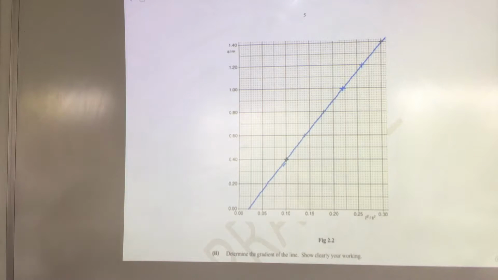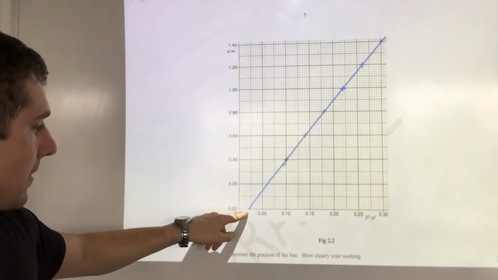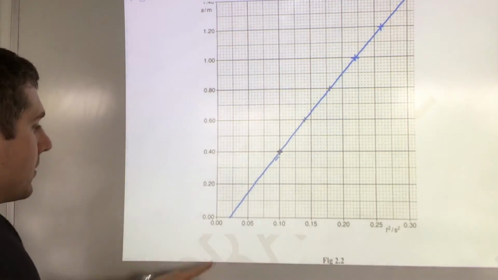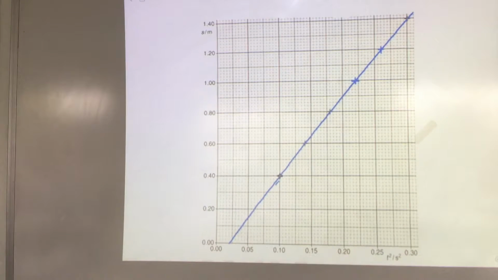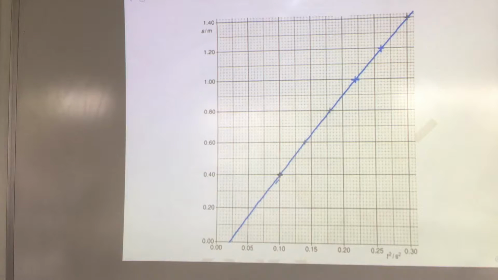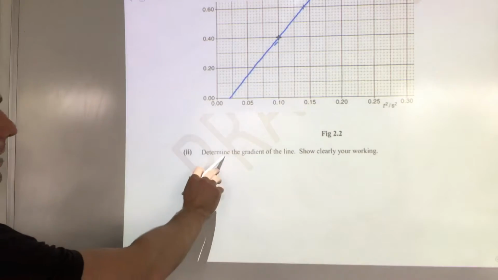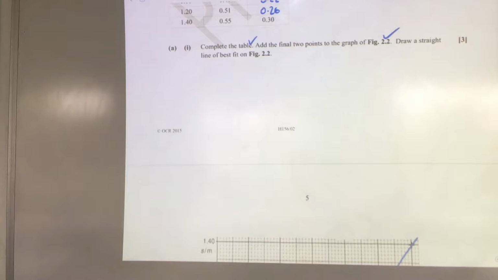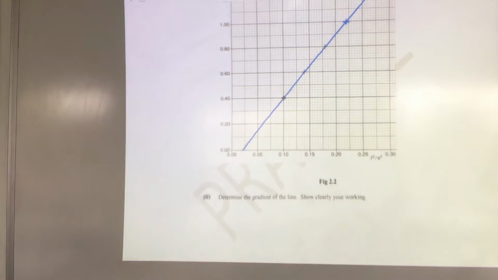It's a little bit tricky on the tablet, but yeah, that's pretty good. So my line is crossing at 0.02. That looks pretty accurate. Yeah, so that's a line of best fit there, straight line of best fit. Now we're asked to determine the gradient of the line. I'll just go back. I did do that, so I'll tick that off just to be consistent, and I'll rub out my little practice mark there.